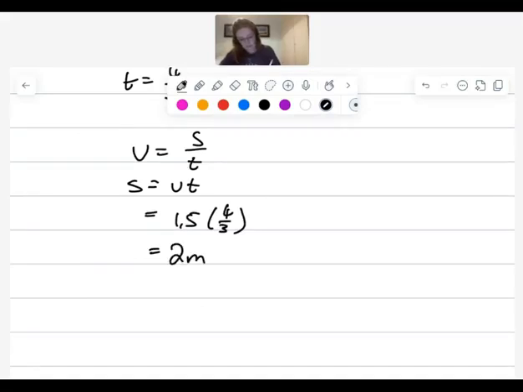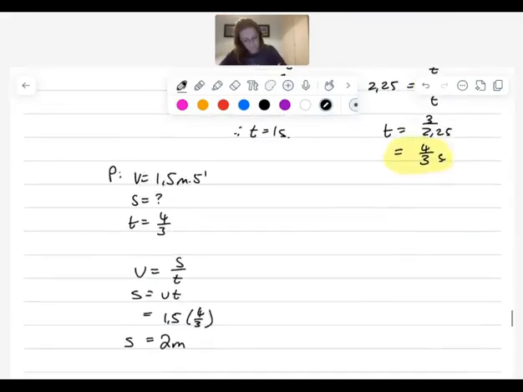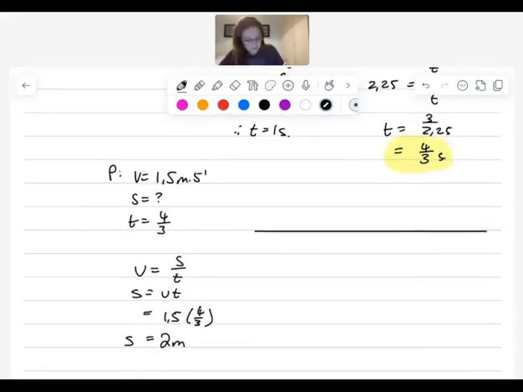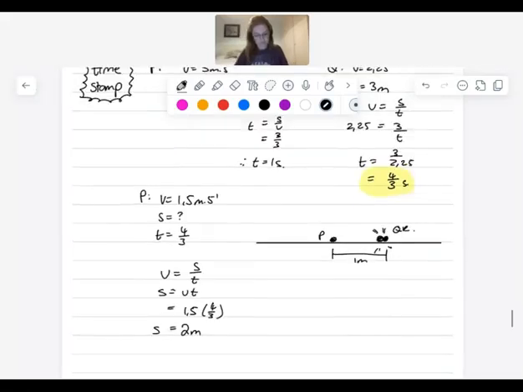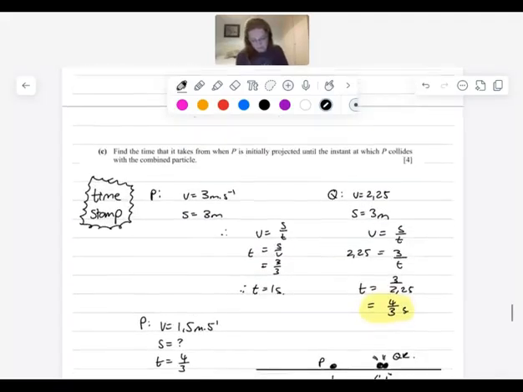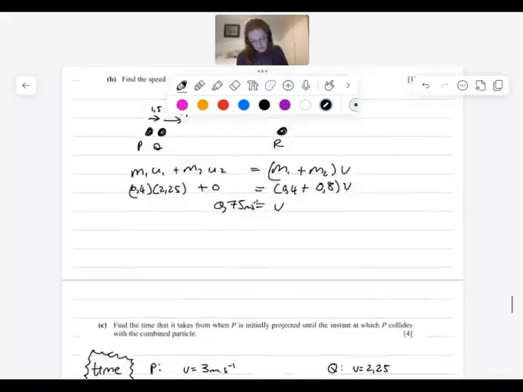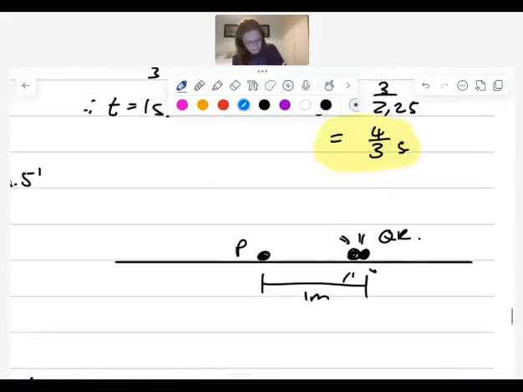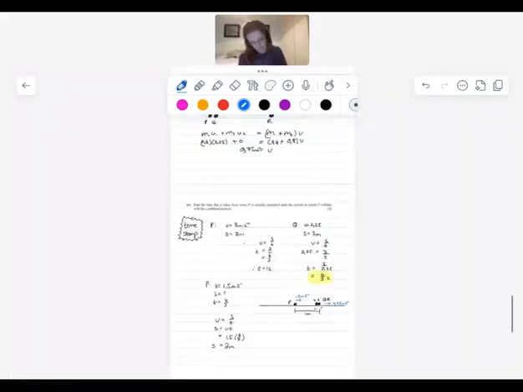And it has moved 2 meters. Okay, so if I draw a little picture, Q and R have now collided and coalesced. And P has moved 2 meters forwards, which means there's just 1 meter between them. So now, after the collision, these particles are moving at 0.75. And this one is still moving at 1.5, I believe.